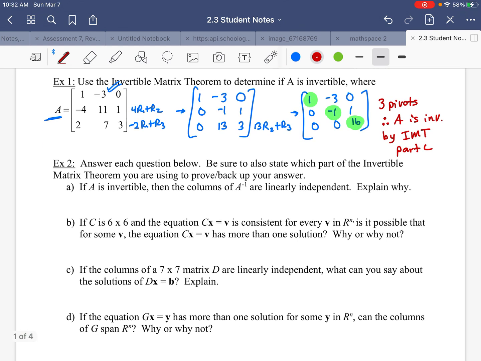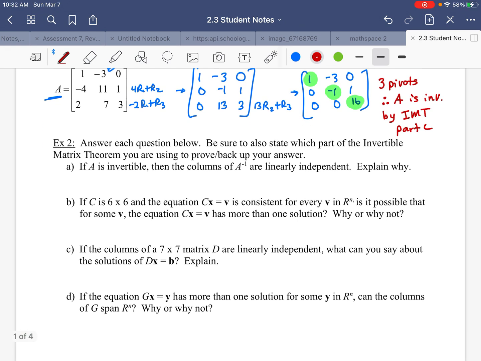All right, so now this question here, example 2, is going to be what some of your problems are like later on in class. You're going to have to say, given one thing, is the next thing true, and so forth. And so here we go. We're going to see which part backs up our answer. So if A is invertible, then the columns of A^-1 are linearly independent. Okay, explain why this is true. Like, what about the statement?